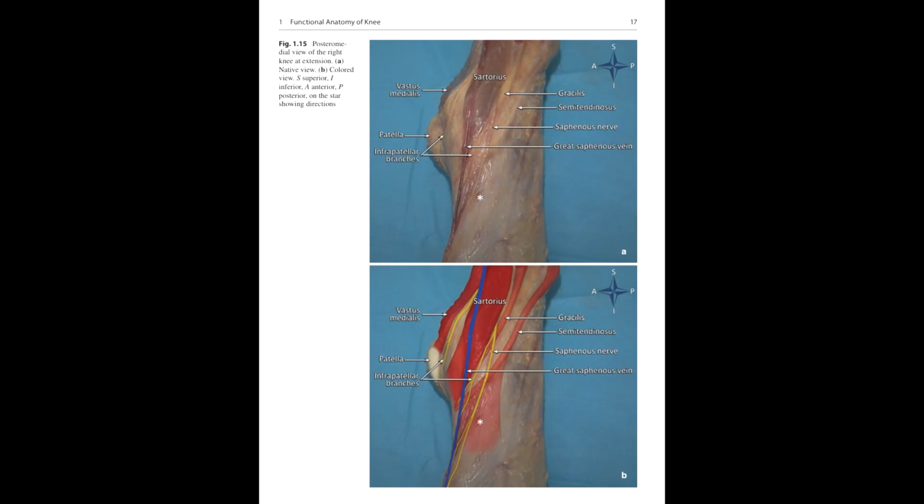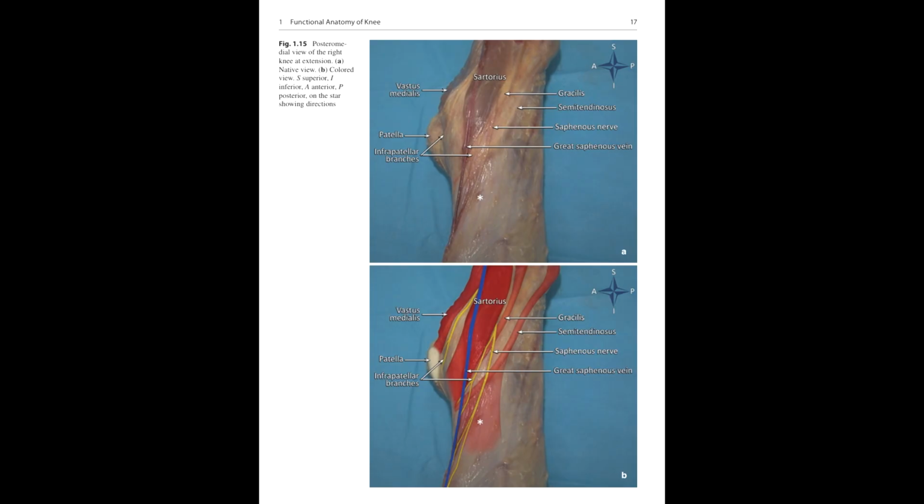Now we are looking at the posteromedial view of the right knee in extension, as shown in figure 1.15. This view is extremely valuable because it gives us a different perspective on the same structures we saw previously in flexion. With the knee extended, their spatial relationships become clearer, especially the way tendons, nerves, and vessels organize themselves along the medial border of the joint.